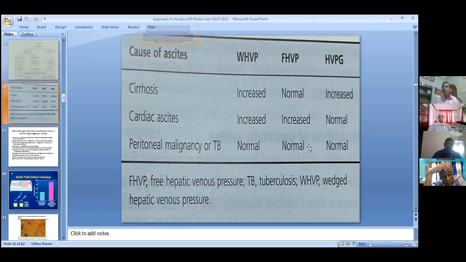The development of ascites occurs when this gradient is more than 12 millimeter of mercury. Normally it is about 5 to 6 millimeter of mercury. In case of cardiac cause, both the wedged hepatic venous pressure and the free hepatic venous pressure will be high. So the gradient will be normal. But in case of primary peritoneal malignancy or TB, all of the parameters will be normal.